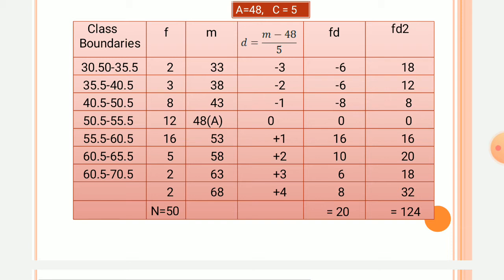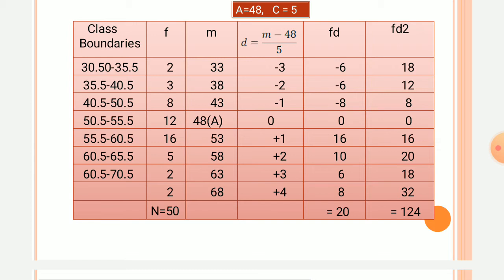So x minus a divided by i: 33 minus 48 by 5 is minus 3. 38 minus 48 by 5 is minus 2. 43 minus 48 by 5 is minus 1. 48 minus 48 divided by 5 is 0. 53 minus 48 by 5 is plus 1. 58 minus 48 divided by 5 is plus 2, then plus 3, plus 4. Like that.